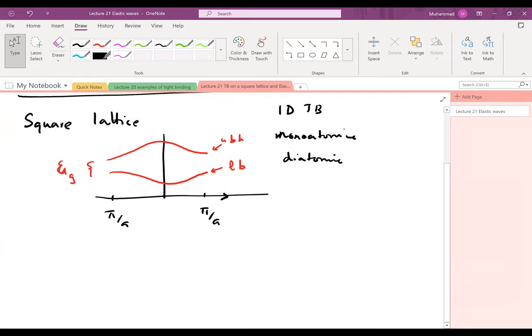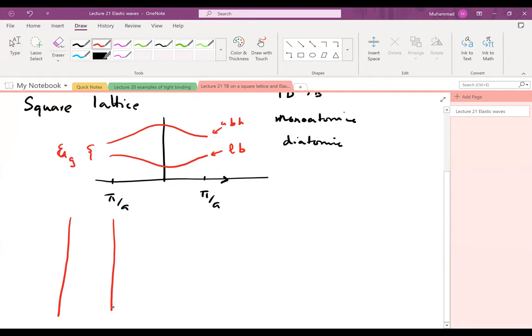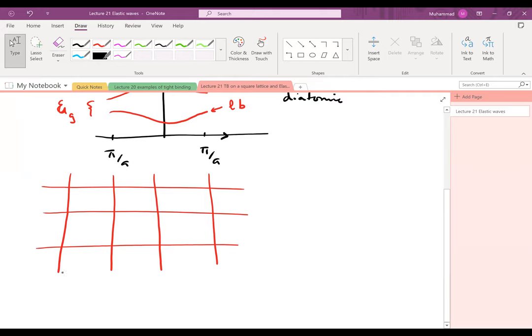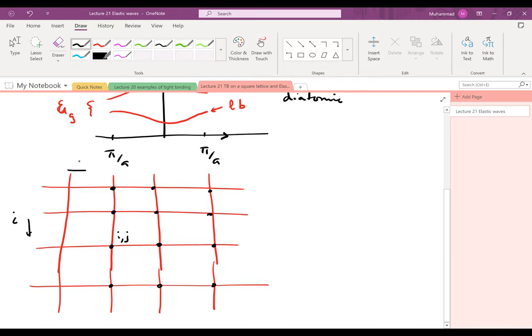Now, today we're going to look at a two-dimensional version of the tight binding model, and the lattice that we now have is a square lattice. So let me draw the square lattice. Okay, here we are. So now in this particular example, we have atoms located on the intersection points of these square grid points. And each point is characterized by two indices, i and j. So this is my i-axis and this is my j-axis. So we place atoms on these intersection points.